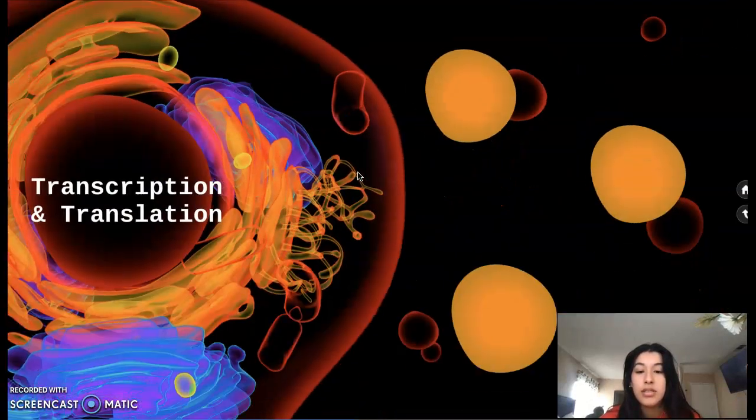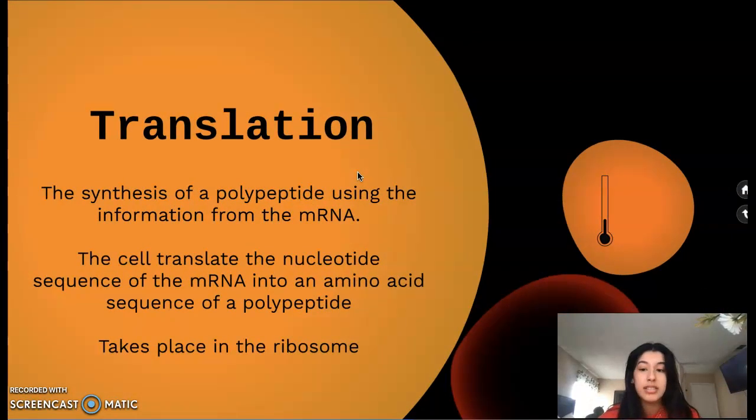So to continue, translation is the synthesis of a polypeptide using the information from the mRNA. And so when we finish transcribing it from the original DNA, during this stage, there is a sort of change in language. It's where the cell translates the nucleotide sequence from the mRNA into an amino acid sequence of a polypeptide. And this whole thing takes place in the ribosome.